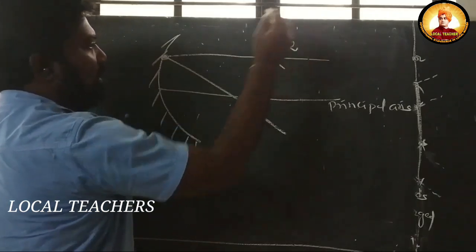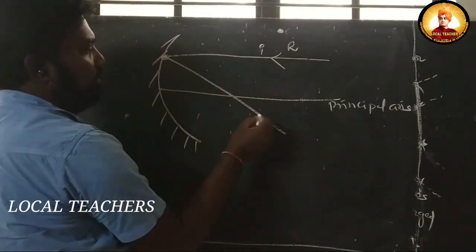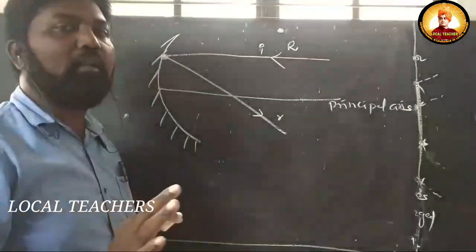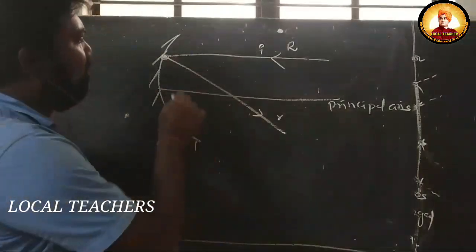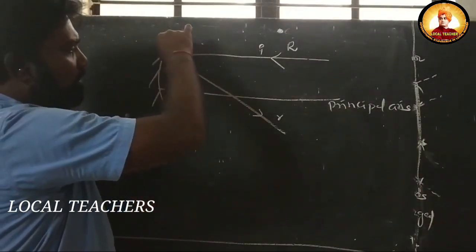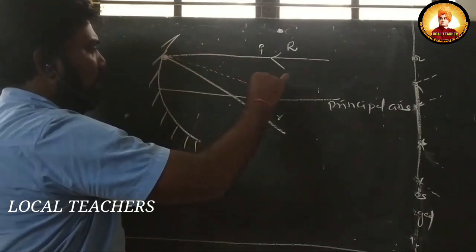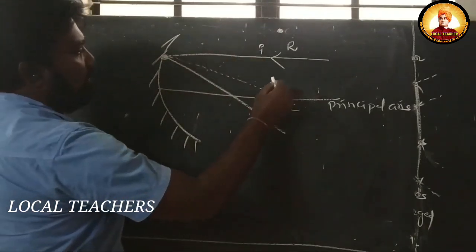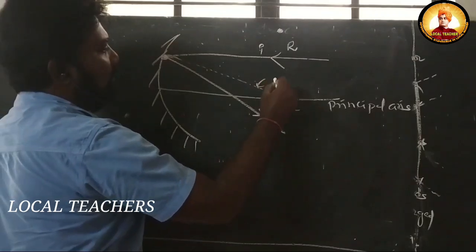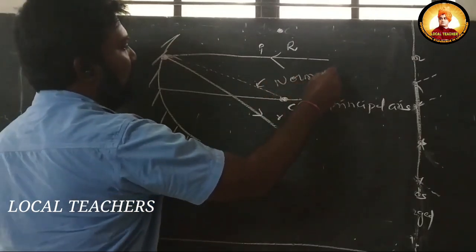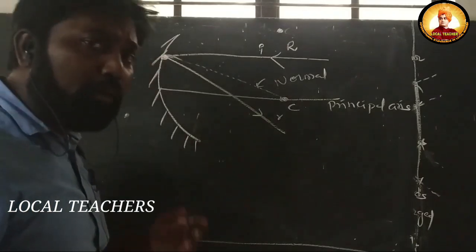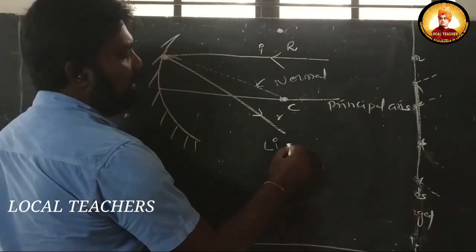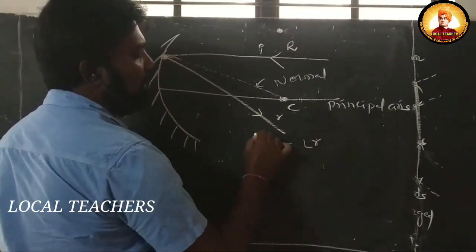This is the incident ray, capital R. This is the reflected ray, small r. For this we want to draw the normal, and drawing the normal is very easy. From the point where we require the normal, just draw a line to the center of curvature. This line represents the normal. By drawing this normal, the angle of incidence equals the angle of reflection.